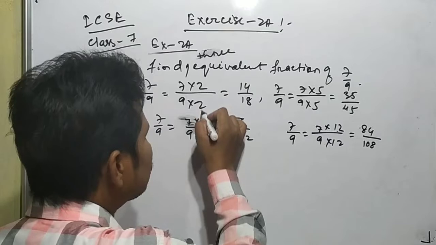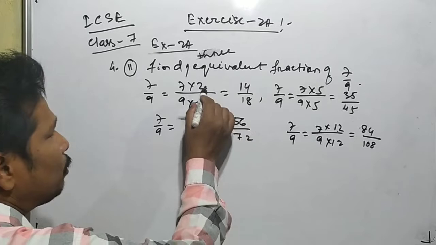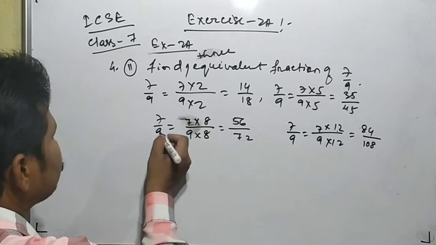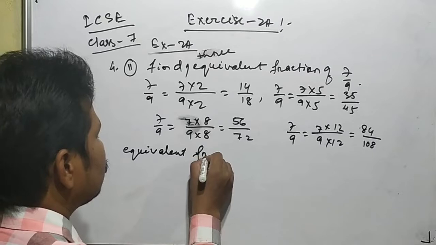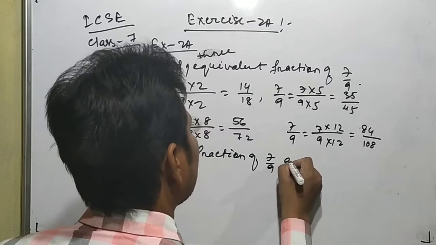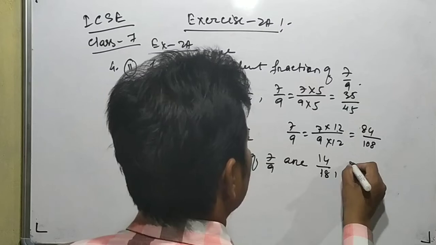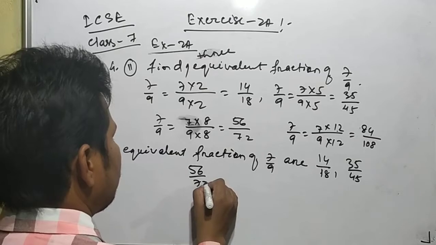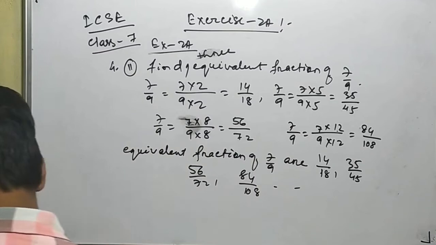If we multiply with a small number, then we can easily do it. So in the exam, always multiply with small numbers, just like 2, 3, 4. So the equivalent fractions of 7 by 9 are: one is 14 by 18, 35 by 45, and 56 by 72, or we have calculated 84 by 108. In a similar way we can also find others.